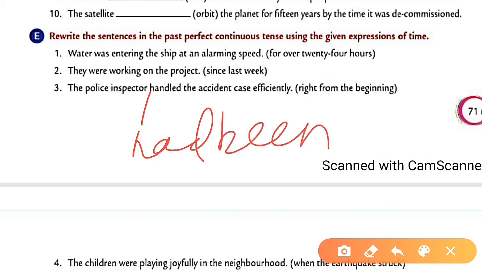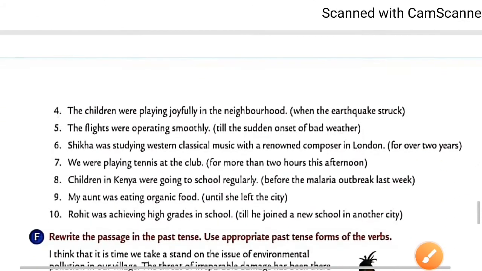The police inspector had been handling the accident case very efficiently right from the beginning. Right from the beginning you have to use it. Move to the next, guys. Number four.